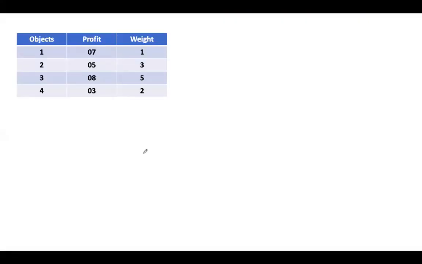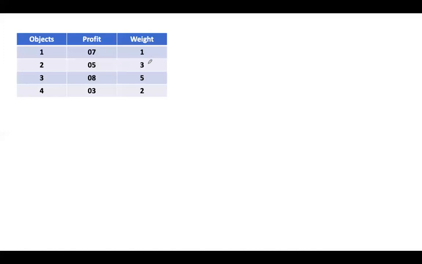So this problem is as follows. I have 4 objects, and the profits associated with these 4 objects are given here along with the weights of the objects. Clearly see the table and try to understand. 4 objects are given and profits associated with those 4 objects are given. This is the given data. I will tell you what the task at hand is.